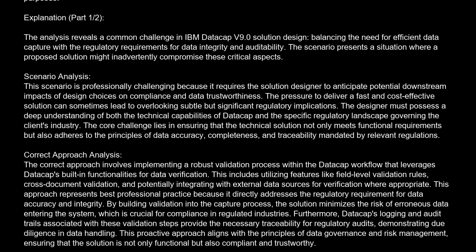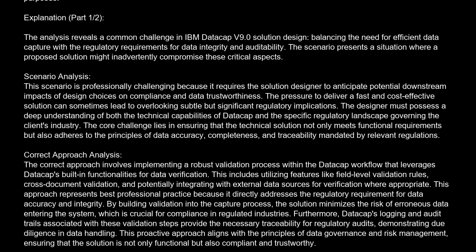Scenario analysis. This scenario is professionally challenging because it requires the solution designer to anticipate potential downstream impacts of design choices on compliance and data trustworthiness. The pressure to deliver a fast and cost-effective solution can sometimes lead to overlooking subtle but significant regulatory implications. The designer must possess a deep understanding of both the technical capabilities of Datacap and the specific regulatory landscape governing the client's industry. The core challenge lies in ensuring that the technical solution not only meets functional requirements, but also adheres to the principles of data accuracy, completeness, and traceability mandated by relevant regulations.